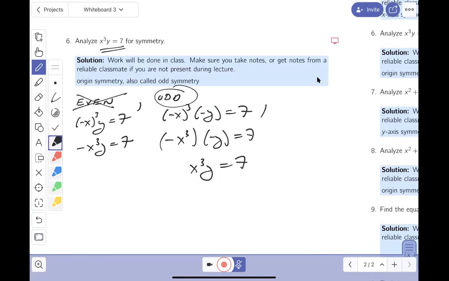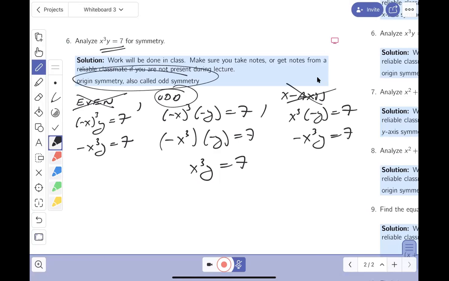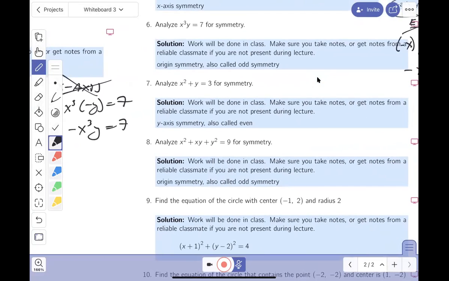All right, let's talk about the last one, which is x-axis symmetry. What do you do there? Replace y by minus y. See if you get the same equation. You don't. So it's not x-axis, only odd or origin symmetry. All right, let's go to number 7. And I guess I should put that in the side again like I'm always doing, right?